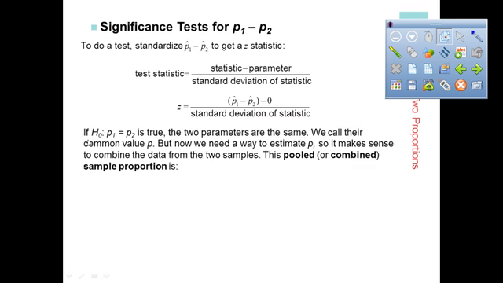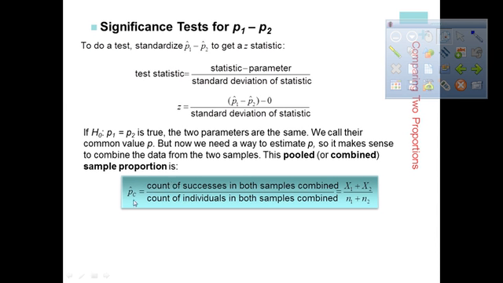All right, so here they go. Remember that H naught, P1 equals P2, is true. The two parameters are the same. We will call their common value P. But now we need a way to estimate the P. So it makes sense to combine the data from the two samples. This is called the pooled or combined sample proportion.